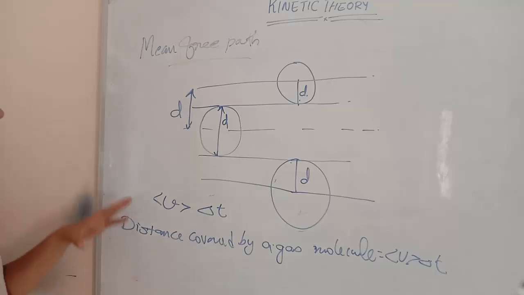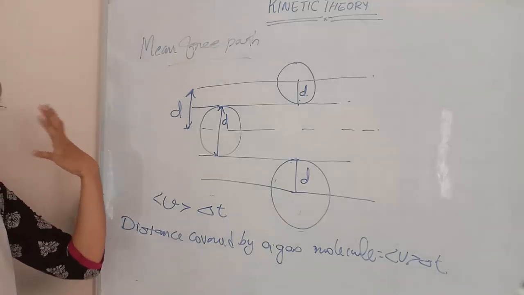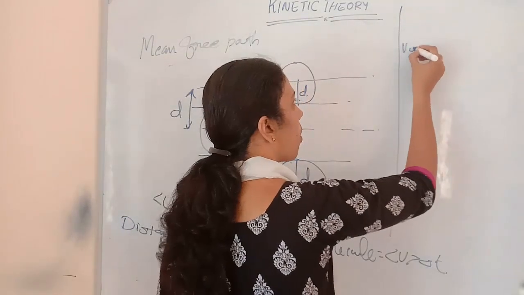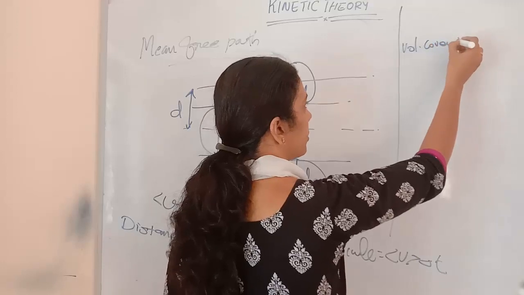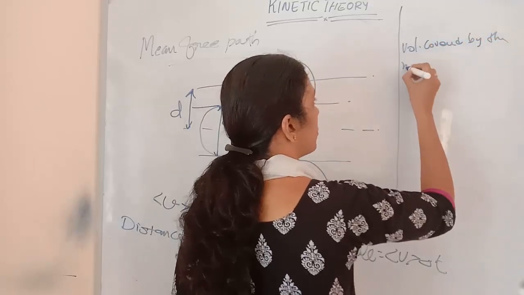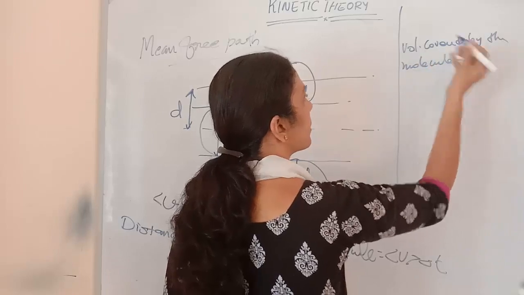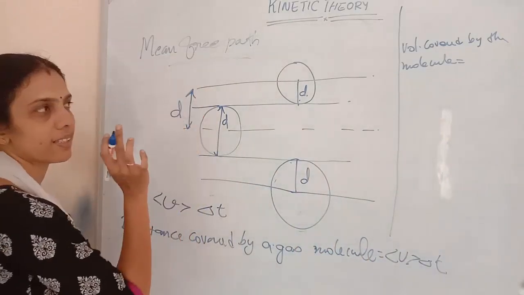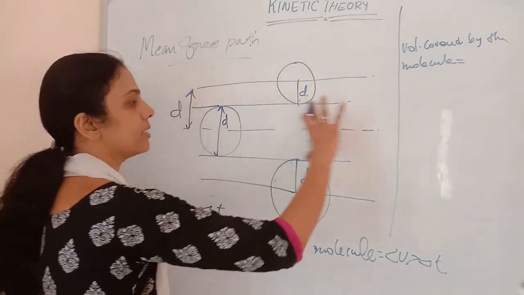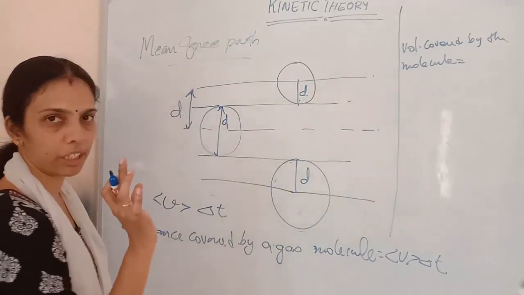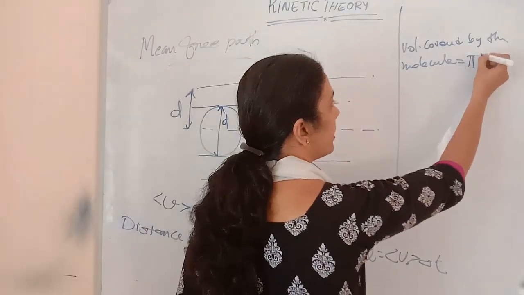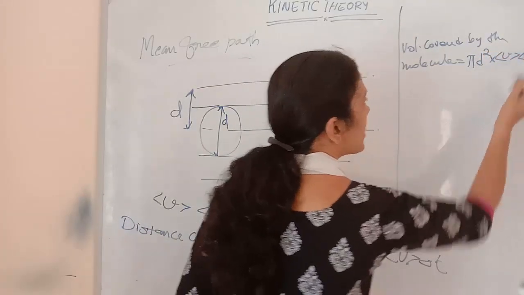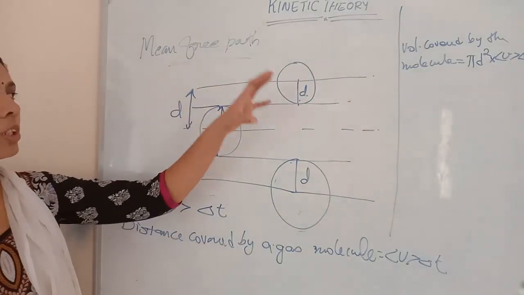So how can we find the minimum volume covered by the molecule? The volume covered by the molecule is area into distance covered. This much distance is the length of this cylindrical column, and this much volume is required at minimum. So pi d square, the area, into distance covered, will be the minimum volume covered by the molecule.